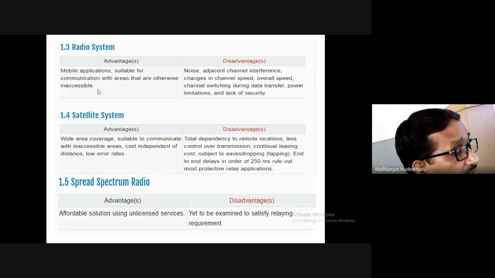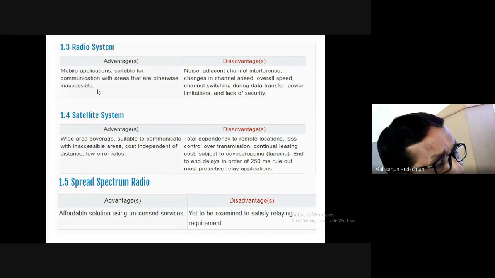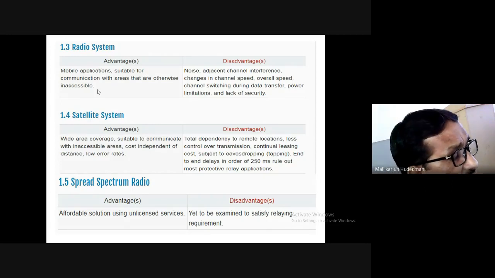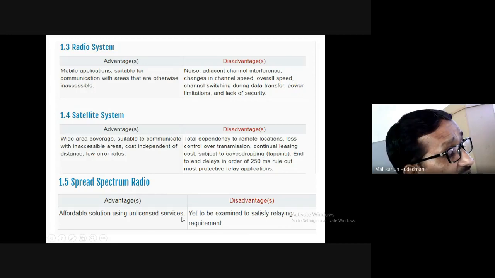In that way, it is an affordable solution using unlicensed services, where you are not supposed to get authority sanction or authorization for usage at a certain frequency below which you can utilize it. Yet to be examined to satisfy reliance. It is not practically utilized to the extent, but it is a scope for investment, because it is free and it is to be tested to the fullest extent.